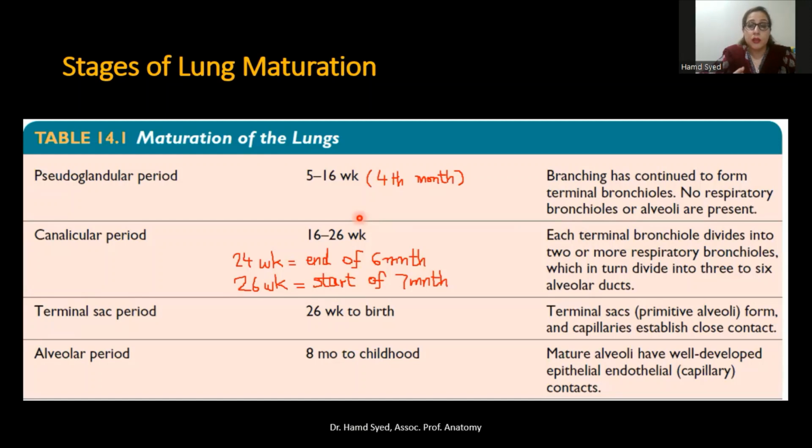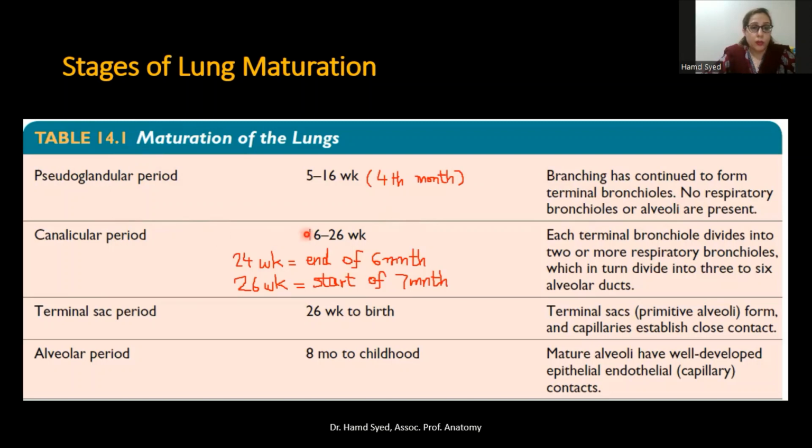Now, this table is from Langman's Medical Embryology, and this gives a very concise summary of the stages of lung maturation with the time periods. The first is the pseudoglandular period. Now, this is from the 5th to 16th week of gestation. And in this stage, branching has continued from the bronchi to form terminal bronchioles, but respiratory bronchioles or alveoli are not present.